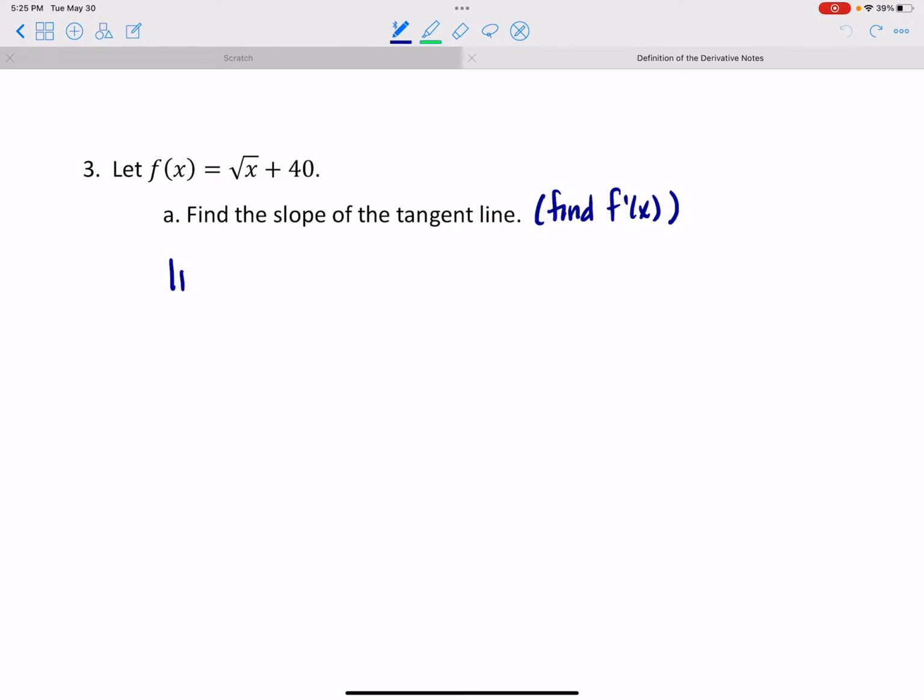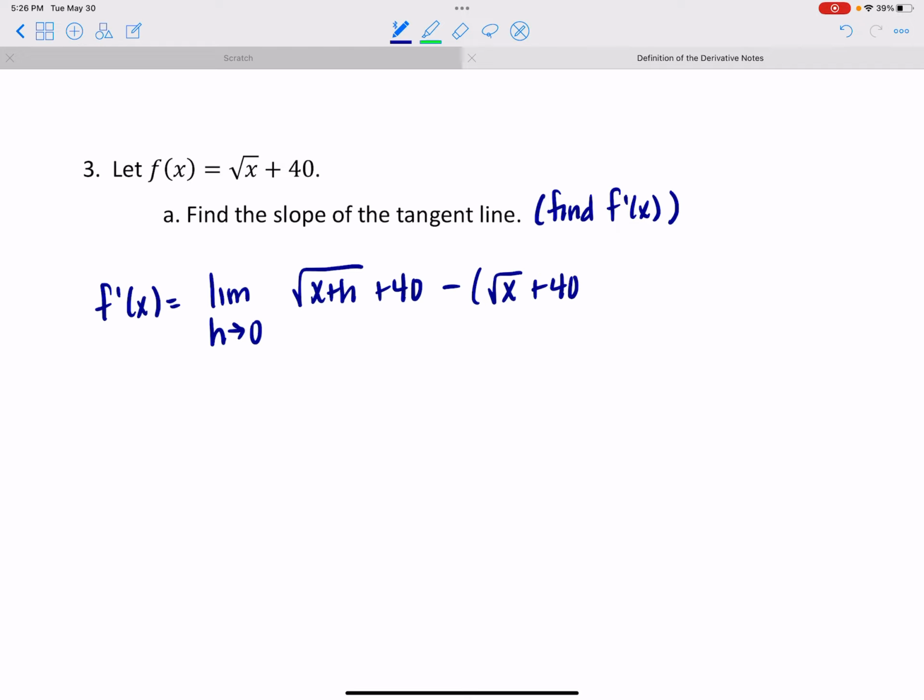That's f prime of x, the limit as h approaches 0 of the difference quotient. So f of x plus h, replace that x with x plus h. So the square root of x plus h plus 40. And then subtract f of x, so the function itself, which is the square root of x plus 40. Again, make sure we're subtracting that entire function. And then divide by h.